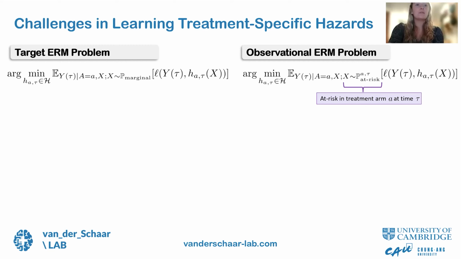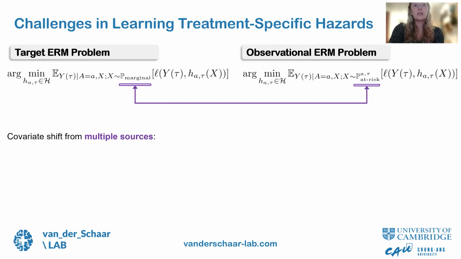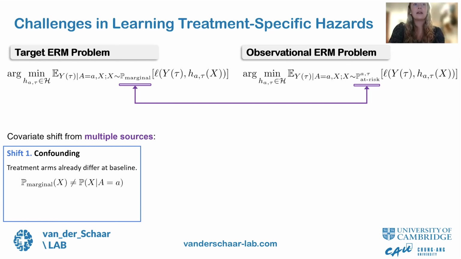So that's the people that have, in each treatment arm at each time step, survived until that time. However, the actual target problem that we would like to solve is with respect to the marginal distribution. So we would like to have a hazard function that fits everyone equally well, regardless of in which treatment arm they were, and regardless at which point in time. However, it could be that these two are not the same, and that's because there's covariate shift from multiple sources. On the one hand, we could have confounding, so that the treatment arms may already differ at baseline if covariates were used for treatment assignment.